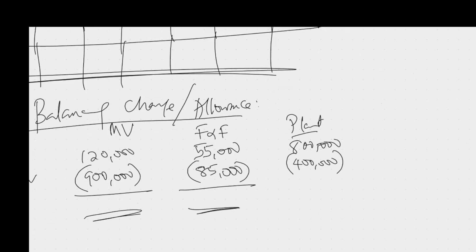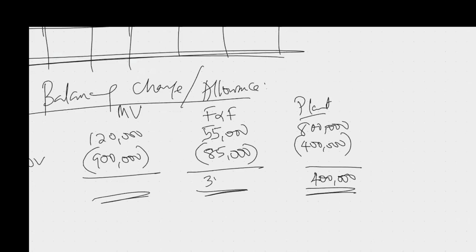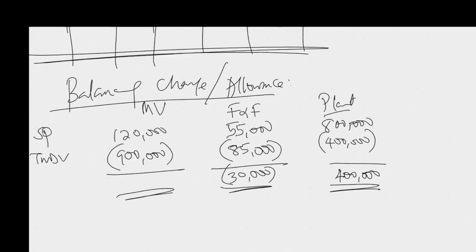This is 30K balancing allowance. This is 780 balancing allowance, balancing allowance, balancing allowance, balancing charge. So that's the end of the question.